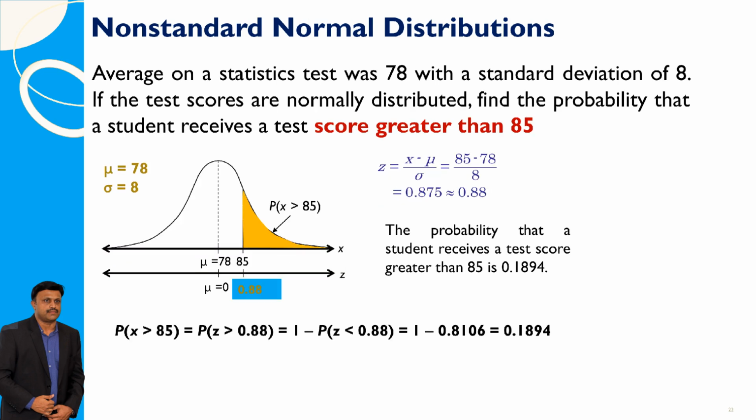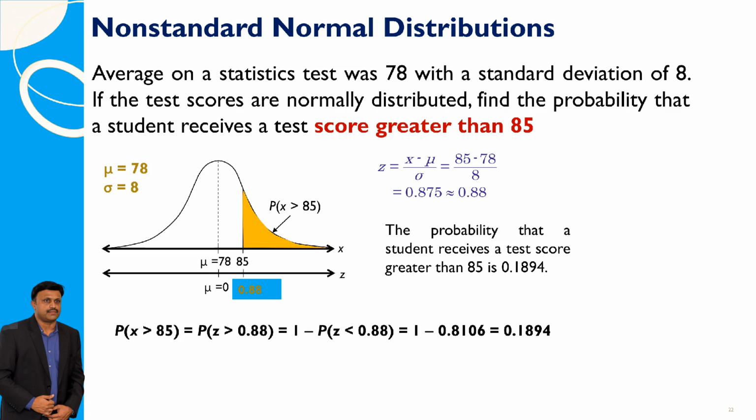Average score on a statistics test was 78, with a standard deviation of 8. Assuming the test scores are normally distributed, we want to find the probability that a student receives a score greater than 85. To determine this, we first convert the test score to a z-score using the given formula. For a score of 85, this becomes z equals 0.875.